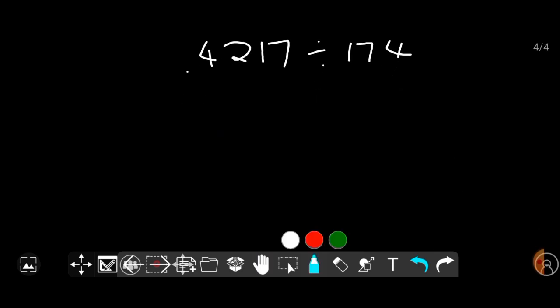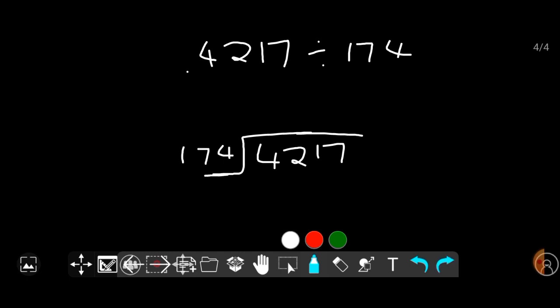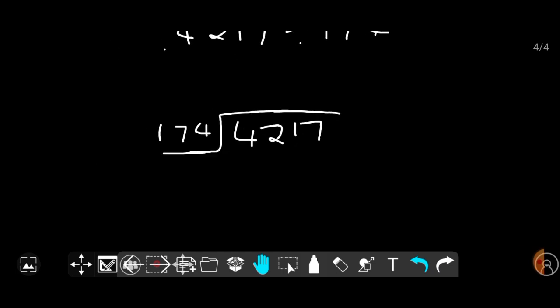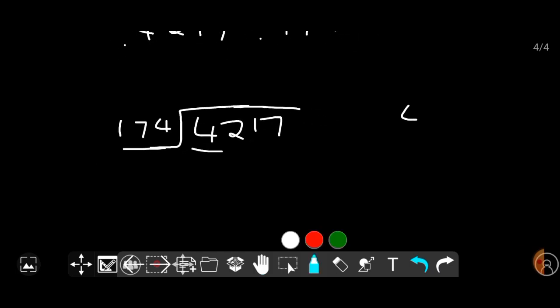So this one is going to give you a decimal, guys. This you apply the same knowledge. 4217 divided by 174. Look what I'm going to do here. Look at the first number again. 4 divided by 174, it doesn't go.